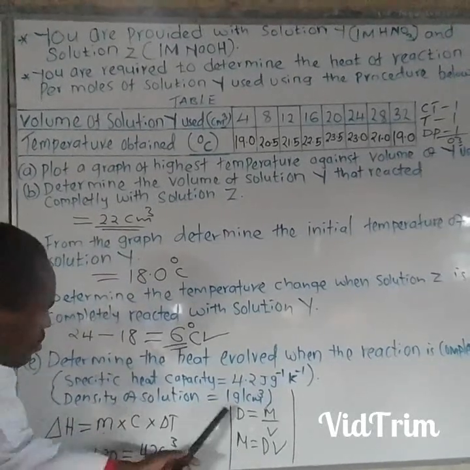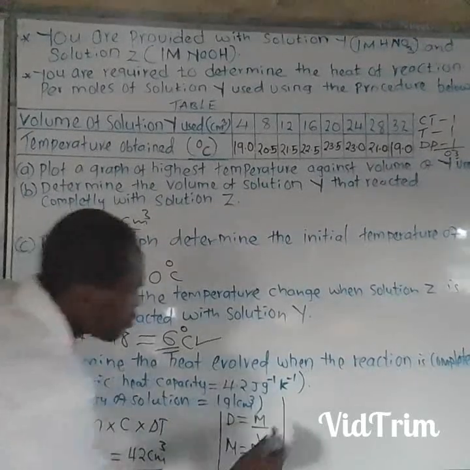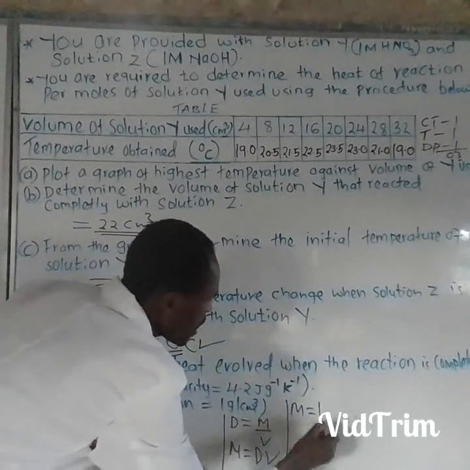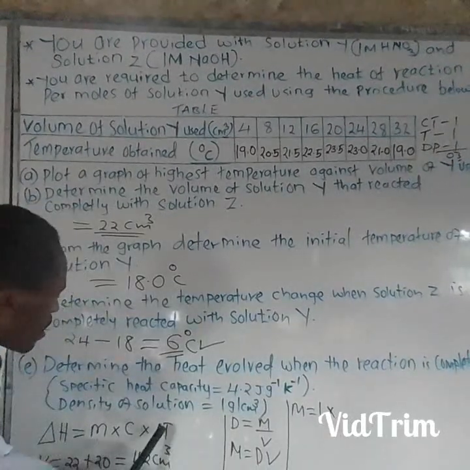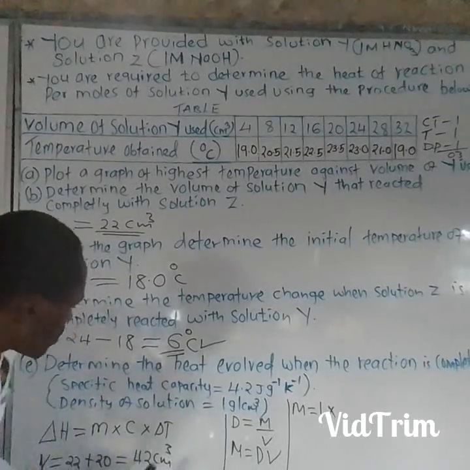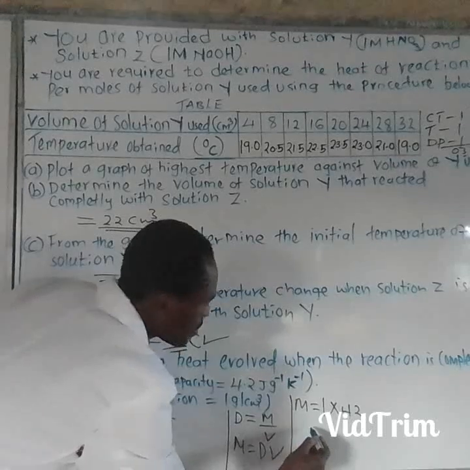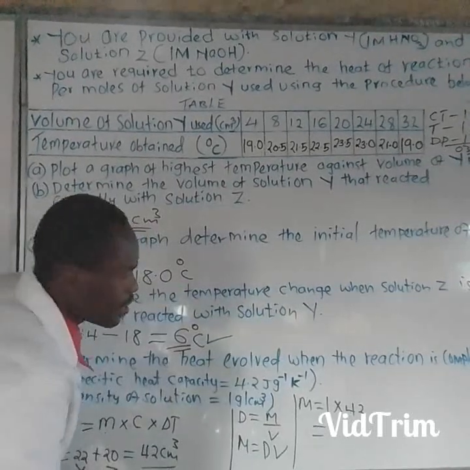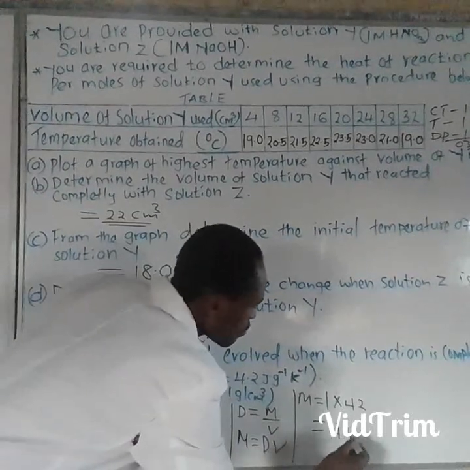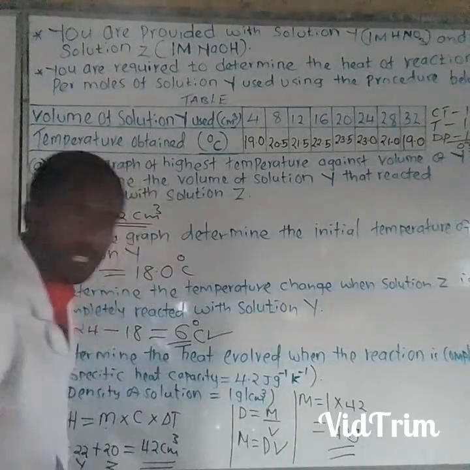Density of a solution is 1 gram. So to get my mass is equal to 1 times the volume, which is 42. And this one gives me what? 42 grams. Is it okay, my student?